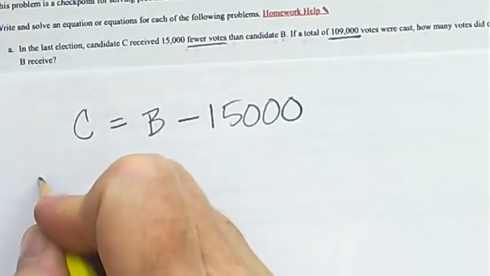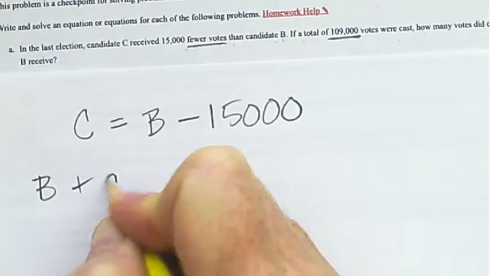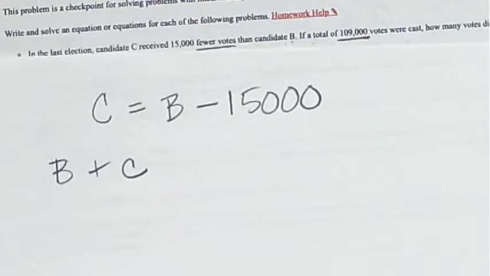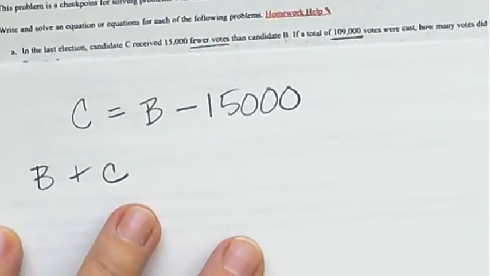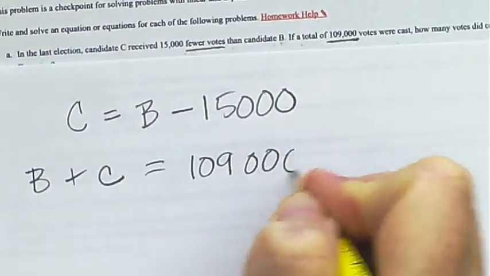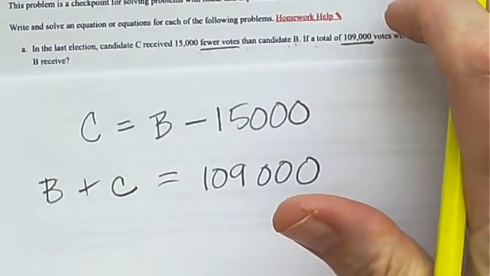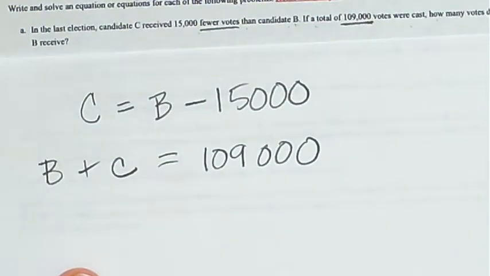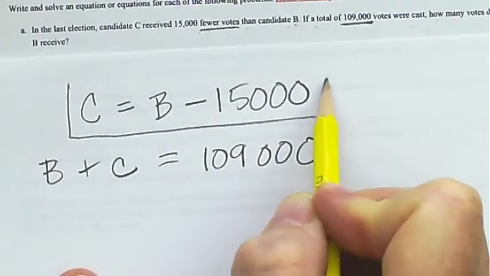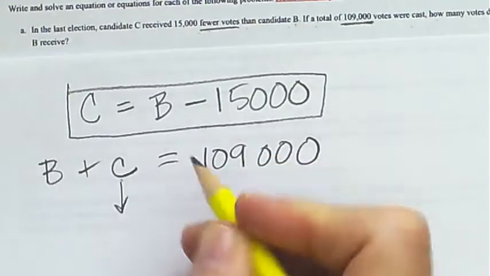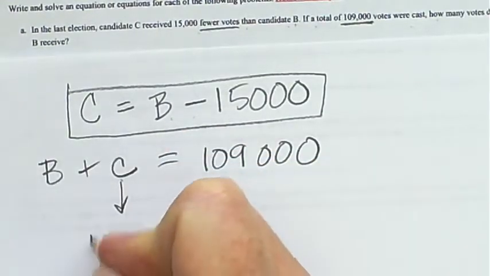Okay, well that tells me the amount of votes for B and the amount of votes for C. So we know that candidates B and C together got 109,000 votes, and we just need to figure out how many votes candidate B received. Well, this is just a simple substitution problem. Do you remember substitution? This is already set up perfectly, so I'm going to switch out C and write B minus 15,000.